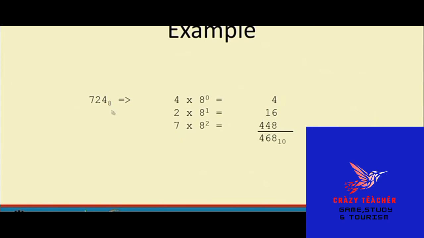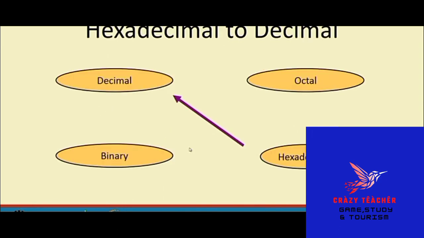So this is 724 to the base 8. 4 into 8 to the power 0, the contribution is 4. 2 into 8 to the power 1, the contribution is 16. 7 into 8 to the power 2, the contribution is 448. You sum them up, and it becomes 468. That way we can convert an octal number into a decimal number.